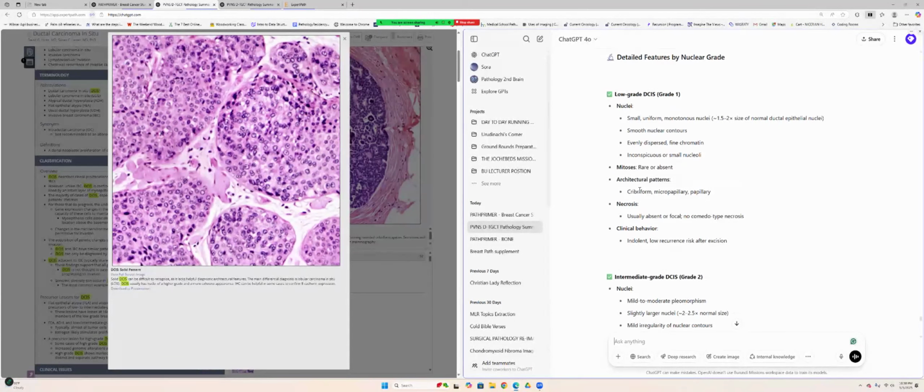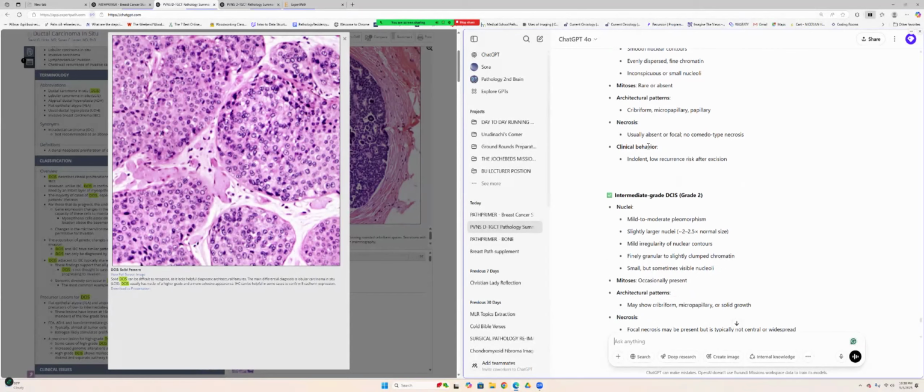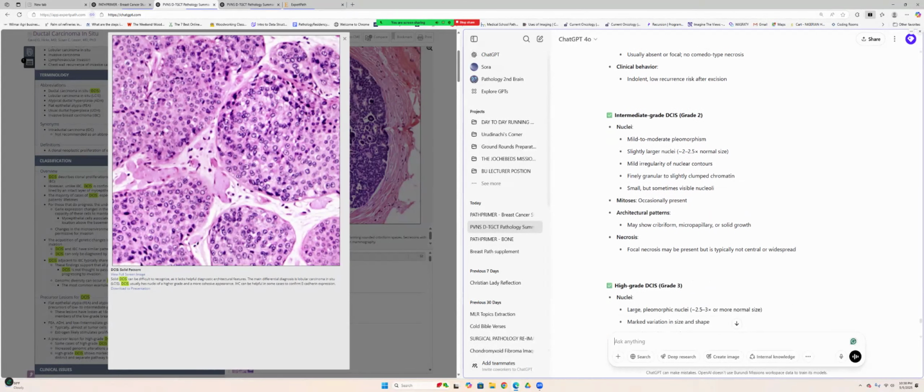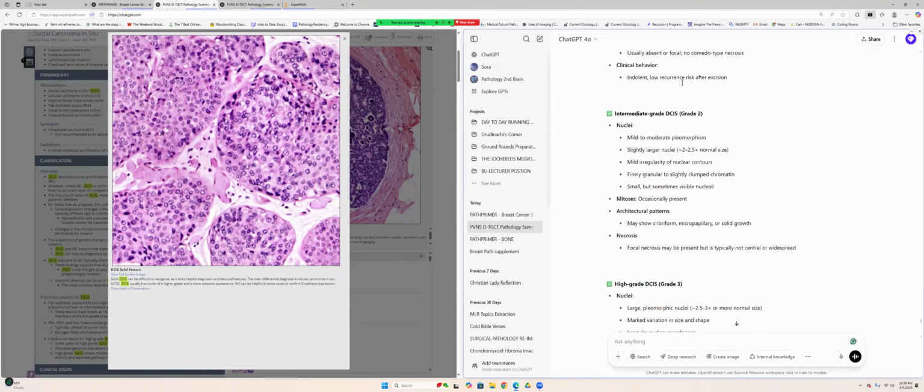Cribriform, micropapillary or papillary patterns are examples in low-grade DCIS. Necrosis is absent or focal, no comedo type. Comedo necrosis is a very large one. It's indolent and has a low risk of recurrence after excision.